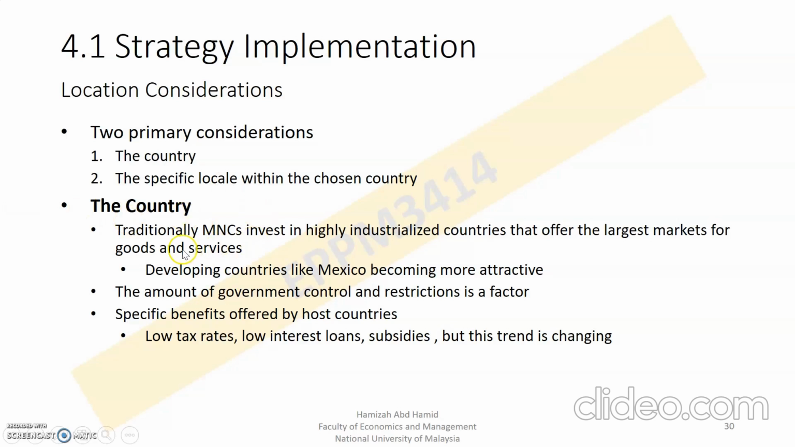First, the country. Traditionally, multinational companies invest in highly industrialized countries that offer the largest markets for goods and services. However, developing countries like Mexico, Brazil, and India, for instance, are becoming more attractive. The amount of government control and restrictions can be a factor, and the company may want to see benefits offered by the host countries. These benefits can be in terms of low tax rates, low interest loans, and so on.